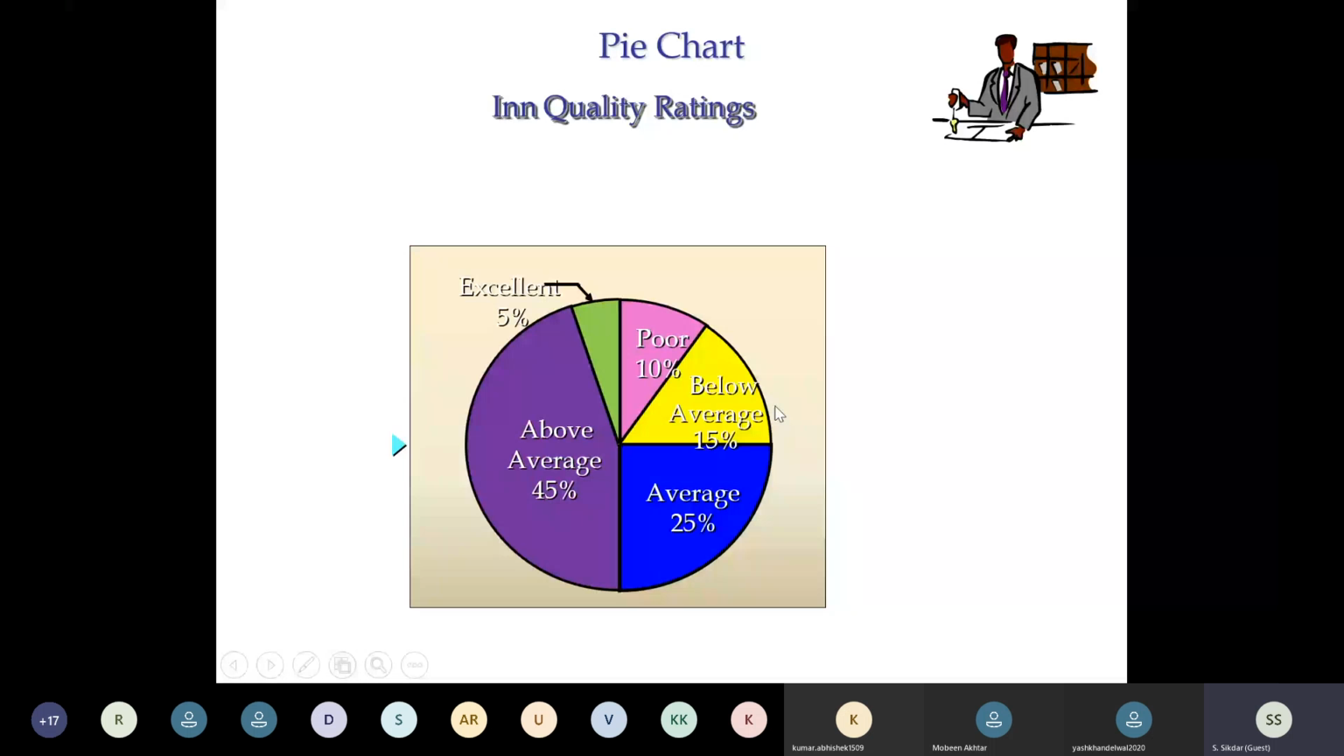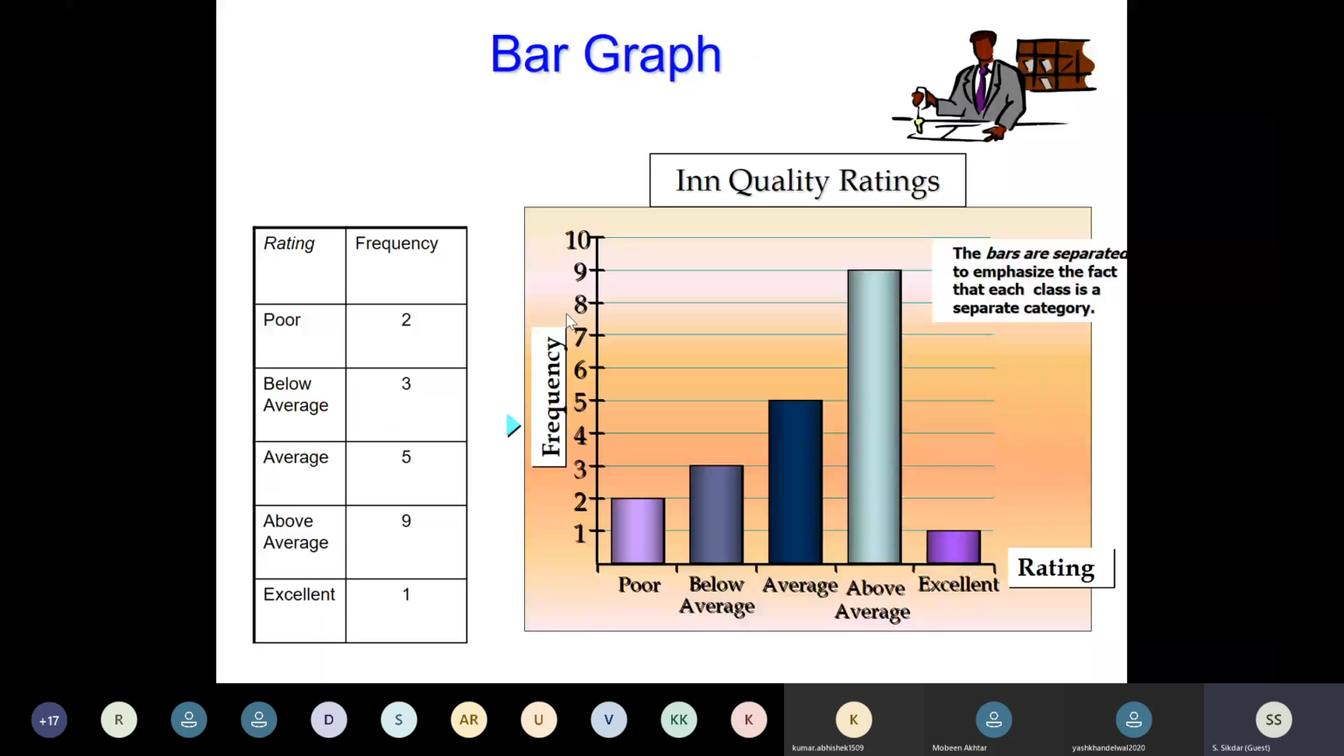Again, the same data, the same feedback, I can put in the form of a bar graph. Here it is: poor, below average, average, above average, excellent.